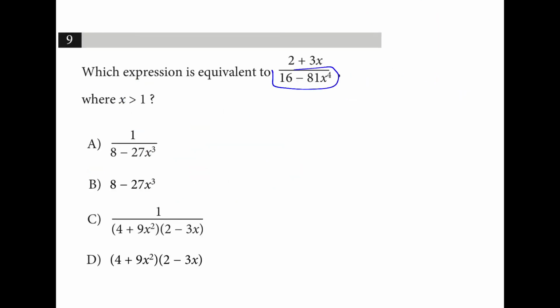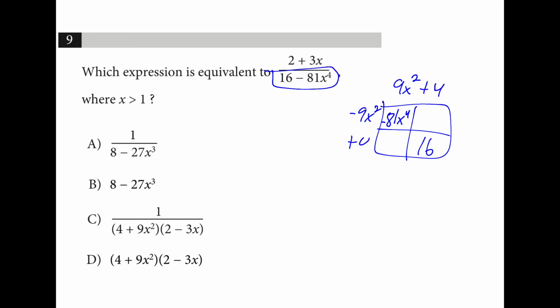So we can use the reverse box method to figure out this bottom part. I know that negative 81x to the 4th can go there, and 16 can go there. So let's say this was 9x squared and this was negative 9x squared. What are some factors of 16 that are going to cancel out? Well, I could just do 4 and 4, and this would give me negative 36x squared and 36x squared, and they're going to go away. And that gives me what I want. So I have 9x squared plus 4 and negative 9x squared plus 4.